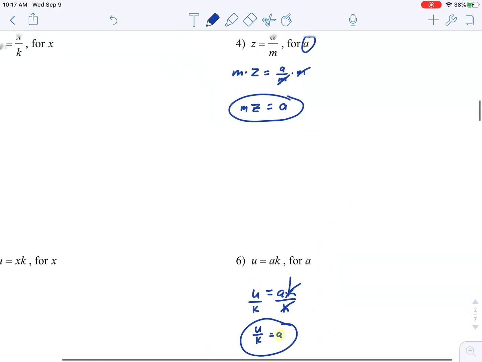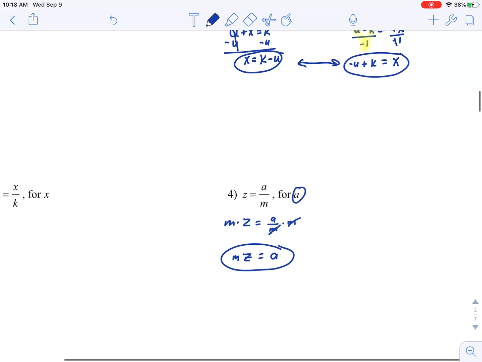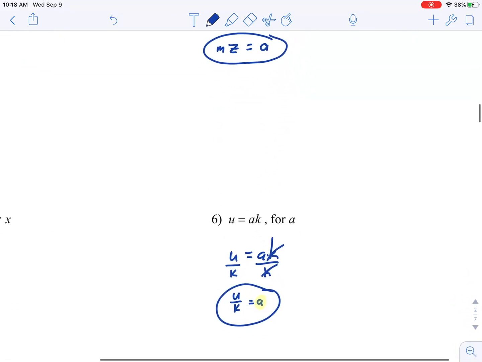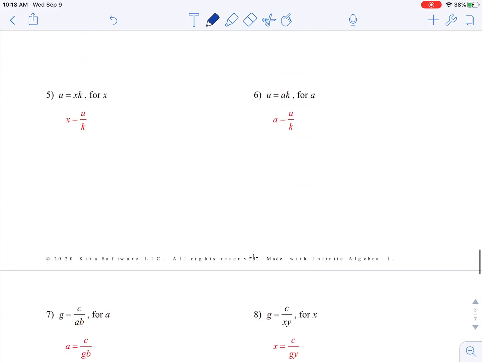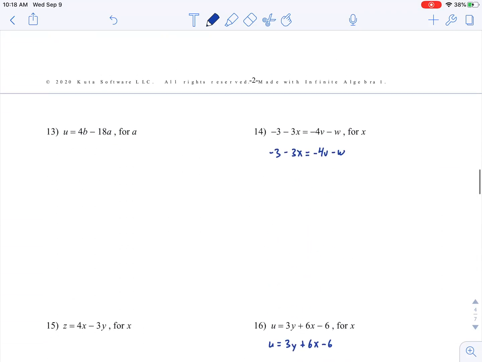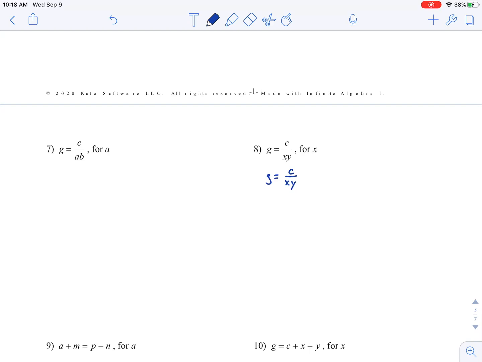Notice, like I said before, we're not getting solutions per se. We're not getting like 7 or 9 or -2 as a solution. We're just rearranging and isolating the variable. Oh yeah, let me check number 6. 6, u over k, right there. Okay, hopefully so far so good. This is going okay. Number 8 is going to get a little bit trickier.